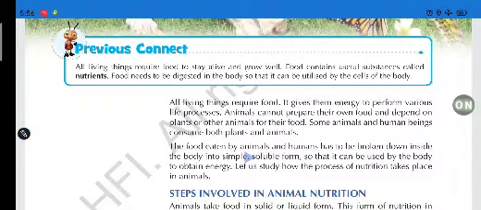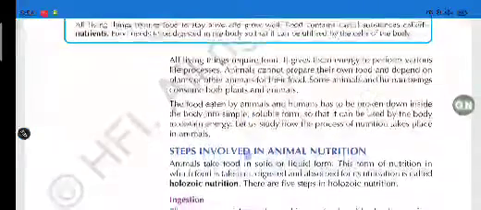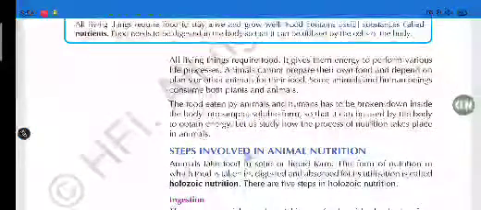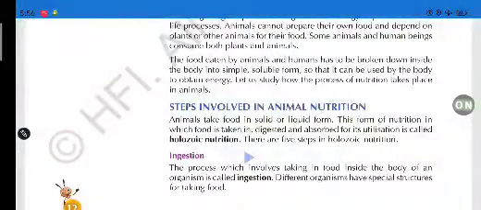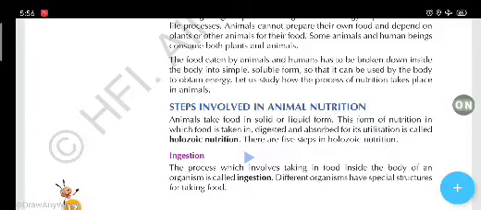After eating, that food should be digested and utilized by human beings and other animals. There are some steps involved in animal nutrition. Animals take food in solid or liquid form. Solid means, for example, human beings eating bread and chapatis, and liquid form means drinking any juice.